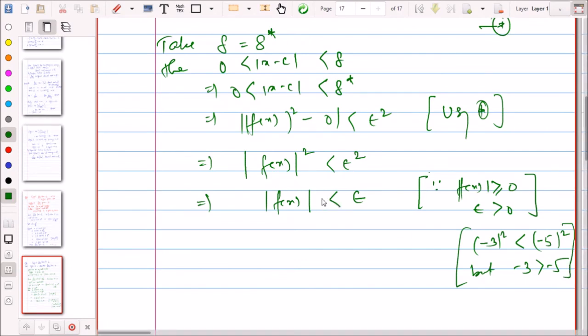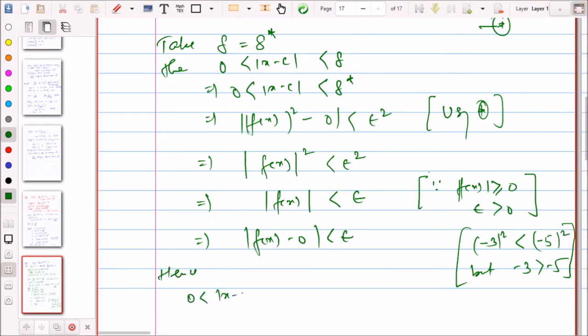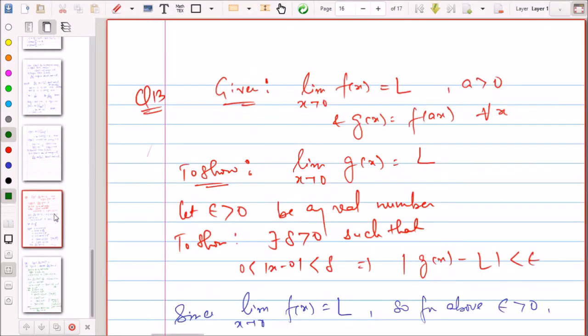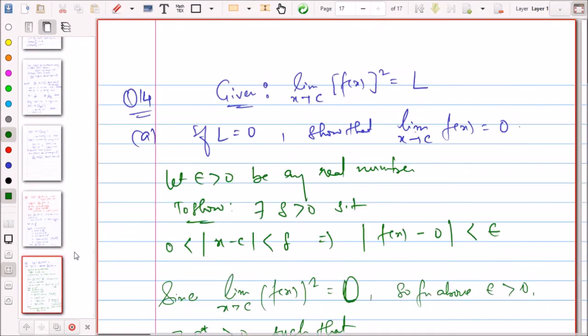Inequality sometimes changes. So |f(x)| is less than epsilon, and this implies |f(x) - 0| is less than epsilon. Hence, 0 < |x - c| < delta implies |f(x) - 0| < epsilon. So this implies limit x tends to c of f(x) is equal to 0. So we have proved a part of question number 13. So now question number 14.